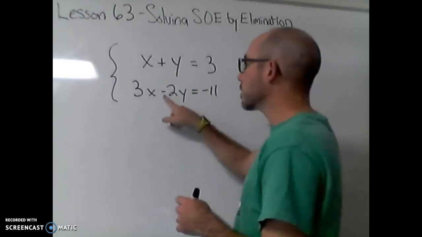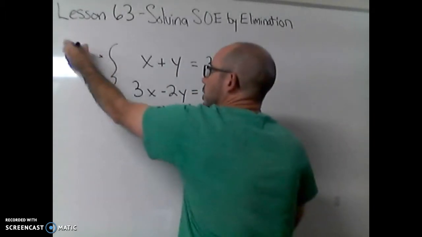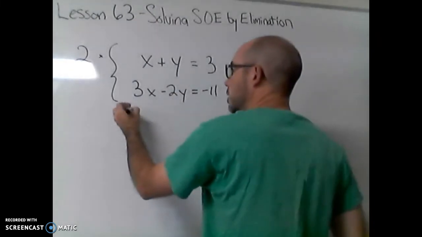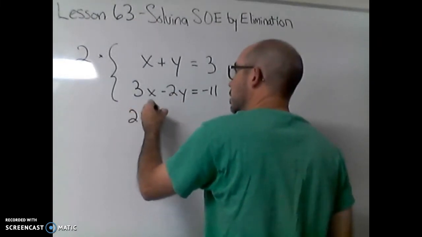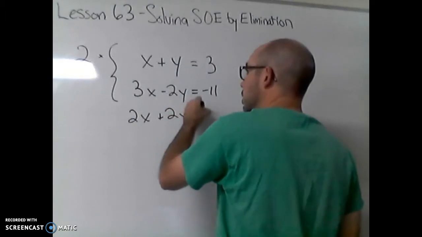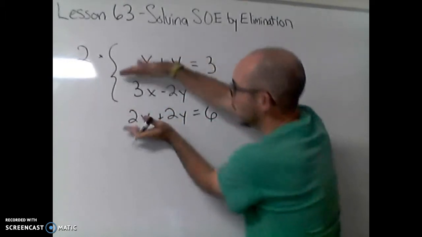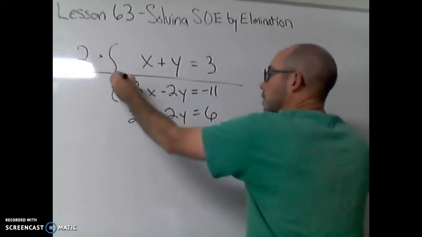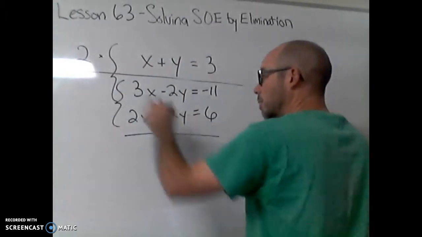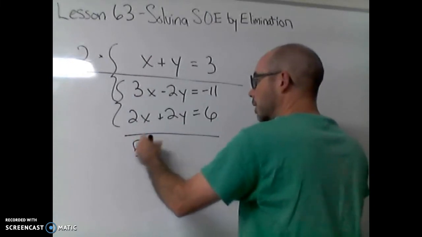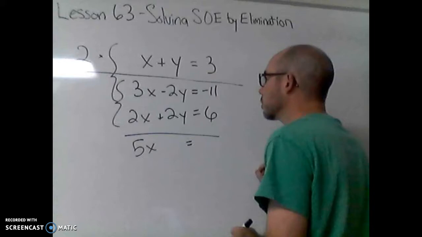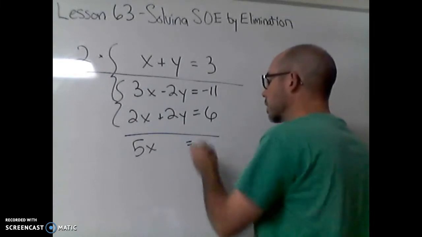This one's already opposite signs, so what I'm going to do is multiply that top equation by 2. And that'll change that equation to 2x and 2y equals 6. And now here's my new system of equations that I'm going to combine. I'm just going to put them together and get 5x. The y's eliminate. And then we get over here negative 11 and 6.